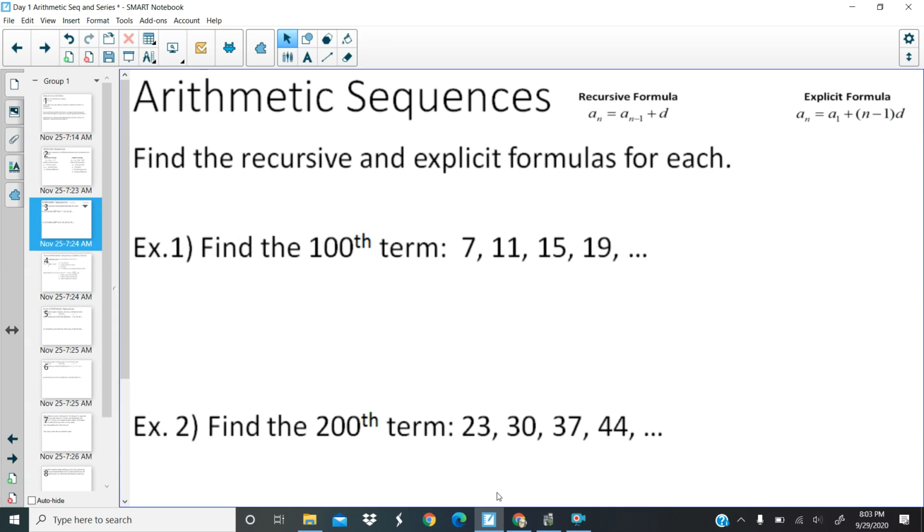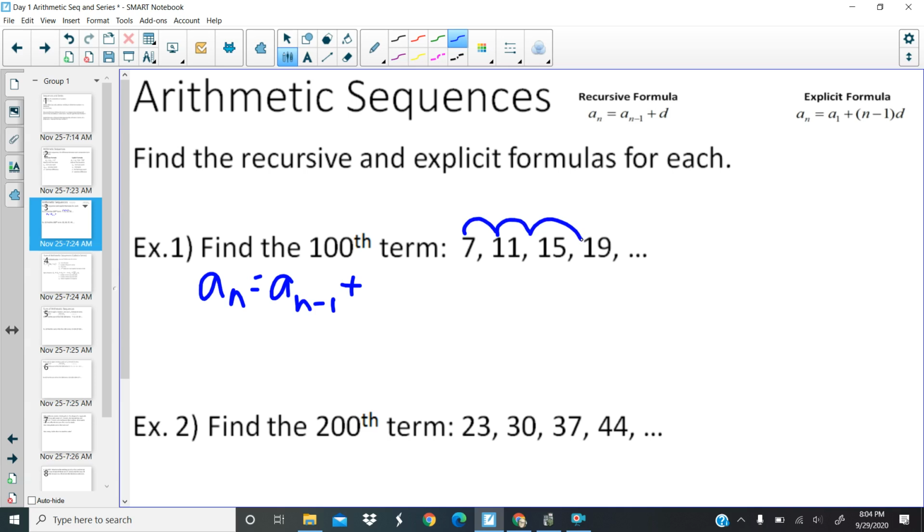So starting here, we have find the recursive and explicit formulas for each. And I have both up here so that you can see them. Starting with finding the recursive formula, it would just be a sub n equals a sub n minus 1, so that's the previous term, plus the common difference. Then you have to find what number you are adding to each term to get to the next term. To do that, you can basically take the next term and subtract the previous term.